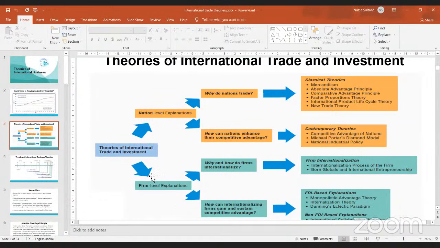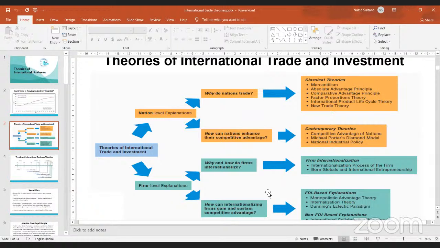Then at the firm level, through these theories, we are trying to understand how and why firms actually go for internationalization. And we also try to understand how internationalization can help a firm gain competitive advantage and sustain in the market. So the explanation of any one of these theories is from these two perspectives: why nations actually trade and how trade is going to enhance their competitive advantage, and how firms go about internationalization.